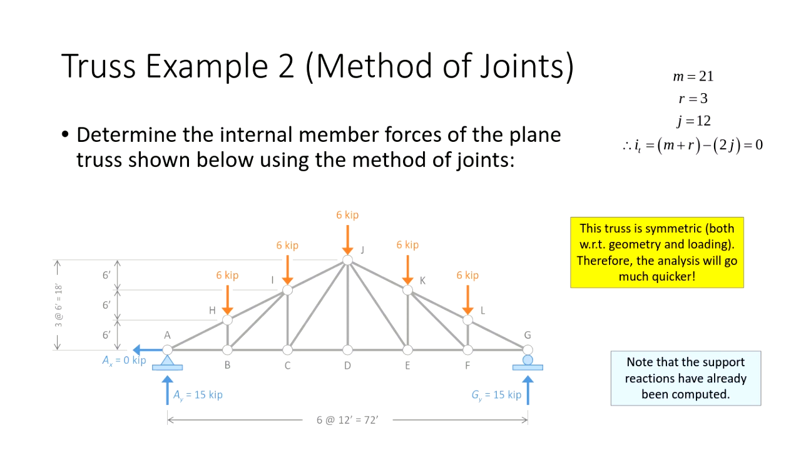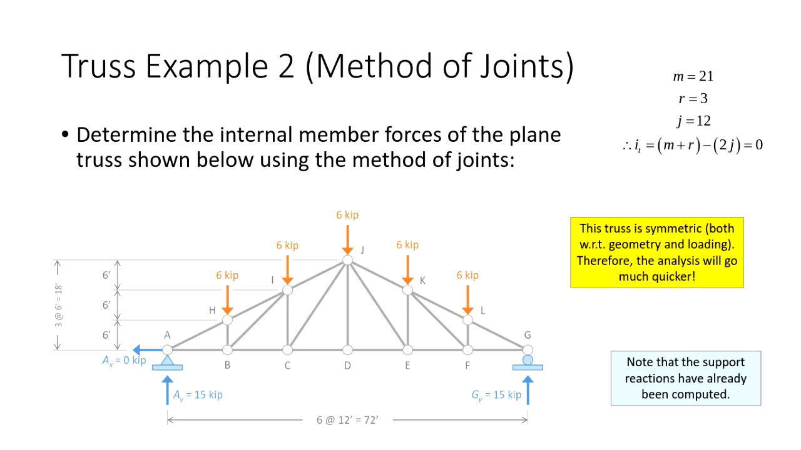In fact, go flip through your textbook. You won't find a truss that has a fixed connection, because it doesn't mean anything for trusses. That's a great question. And please, if you've got questions like that, just throw them out there. All right, let's get into our method of joints example.